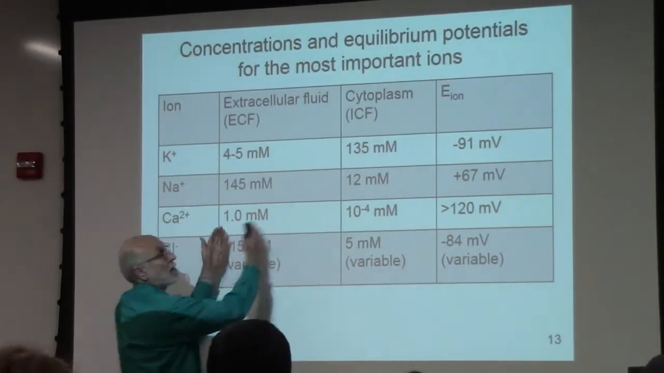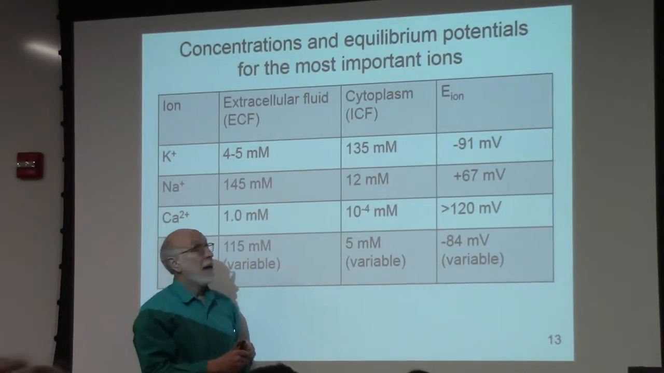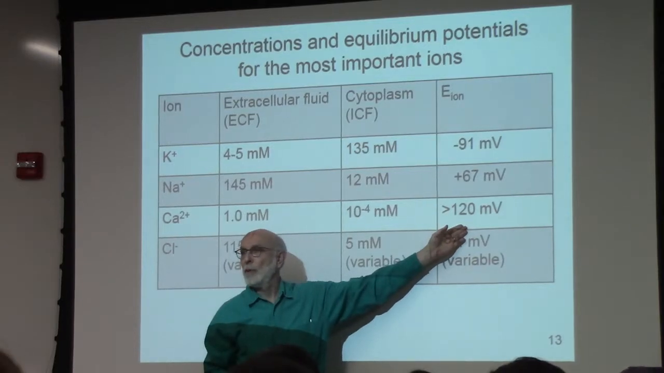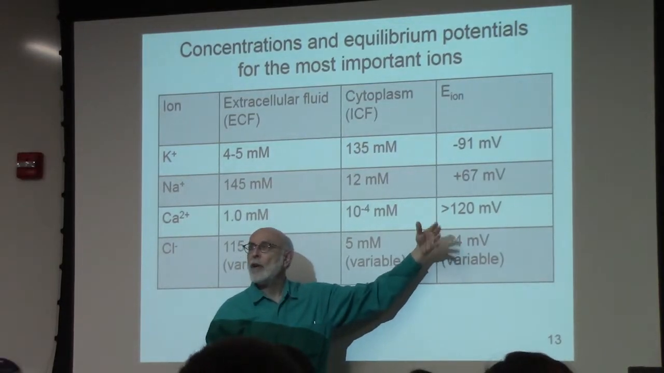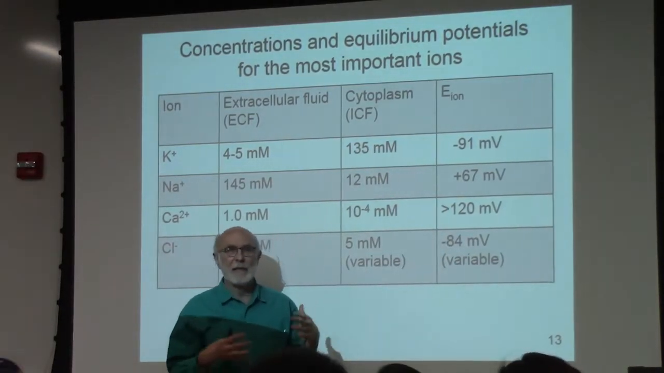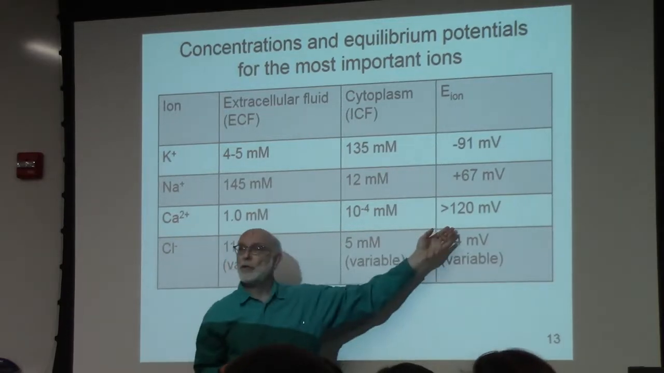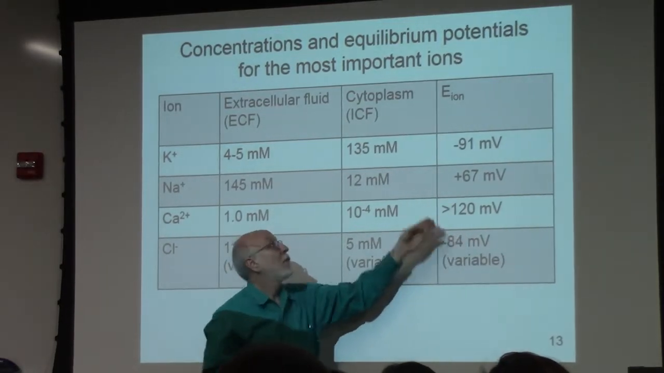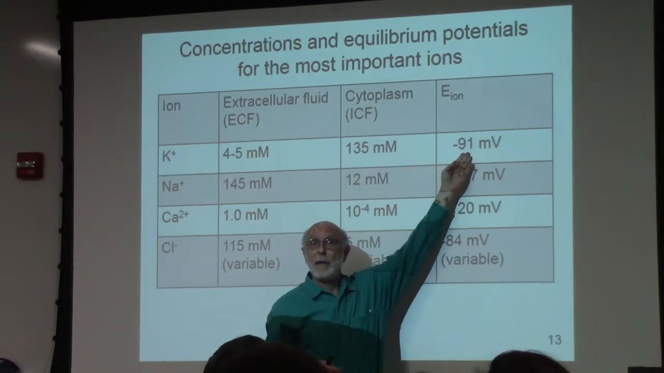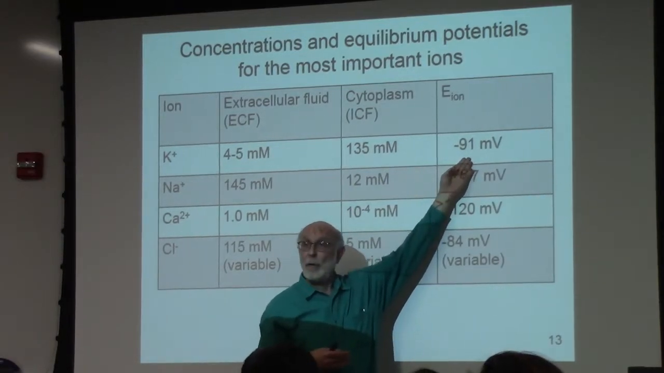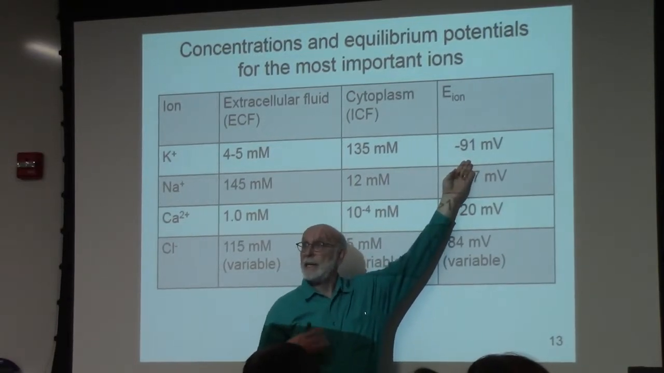Each ion has its own concentration gradient and therefore has its own equilibrium potential. So here are some typical, but not exact, values for the equilibrium potential for potassium. A large negative number, because it's negative on the inside at equilibrium.